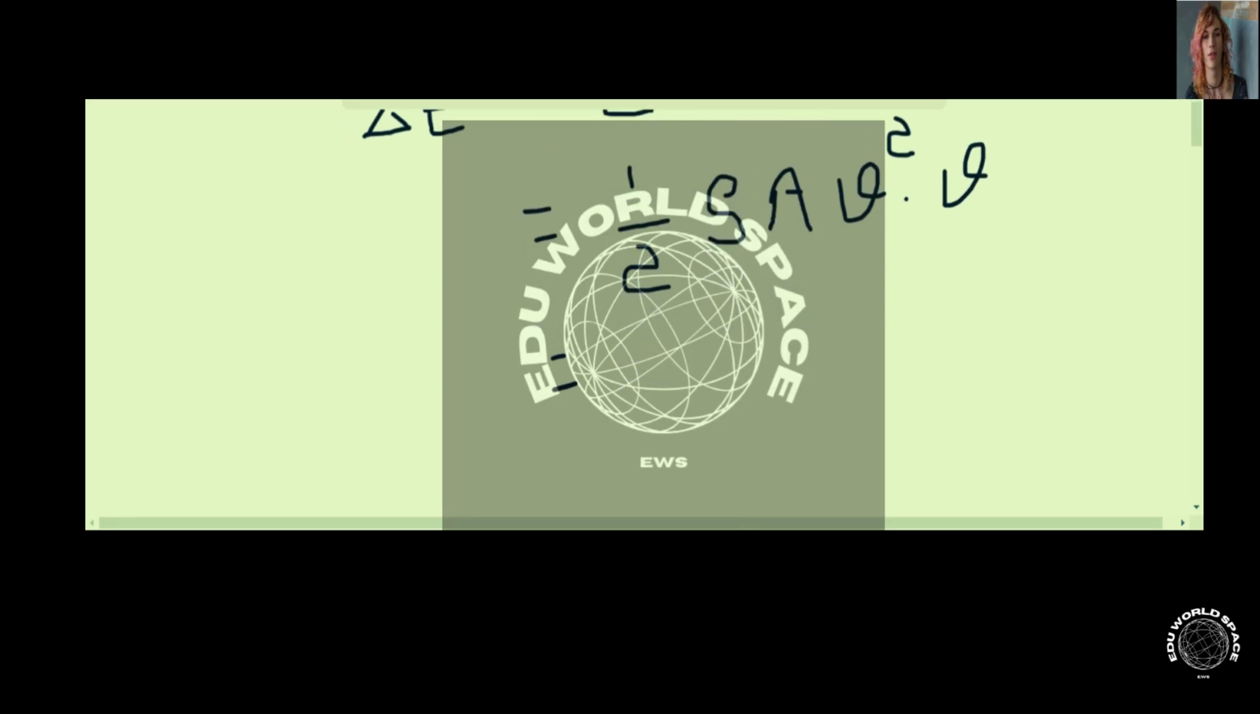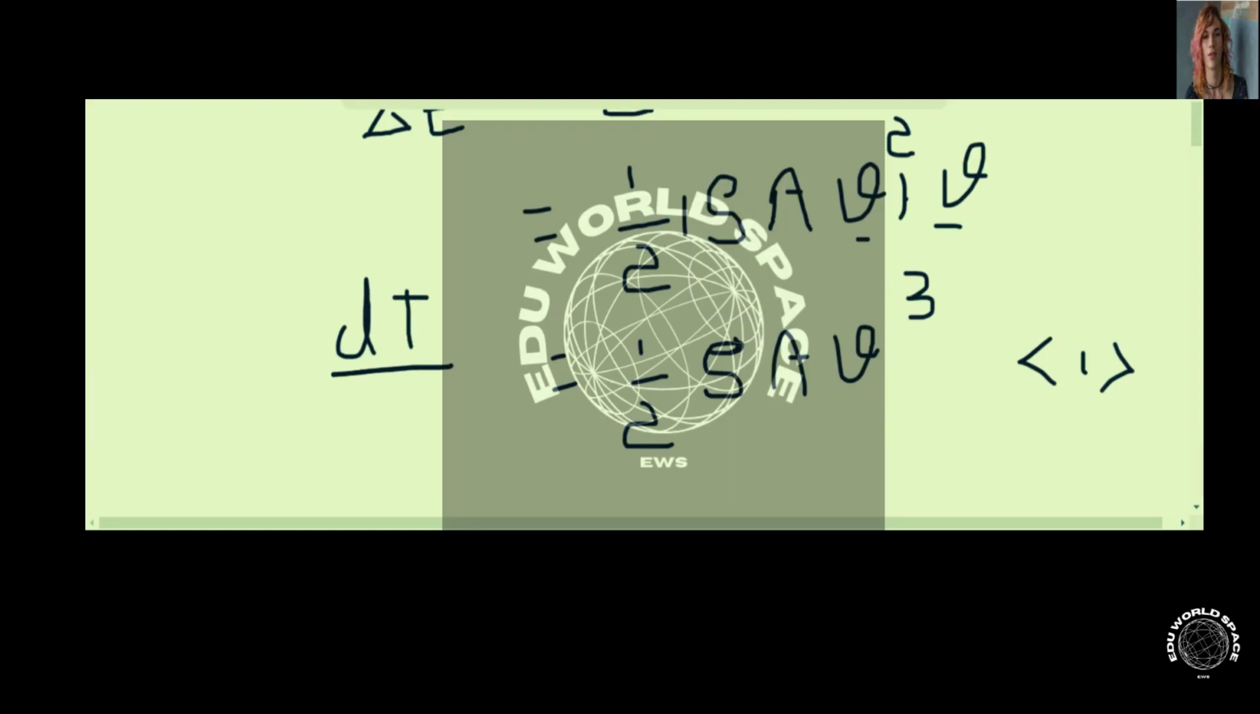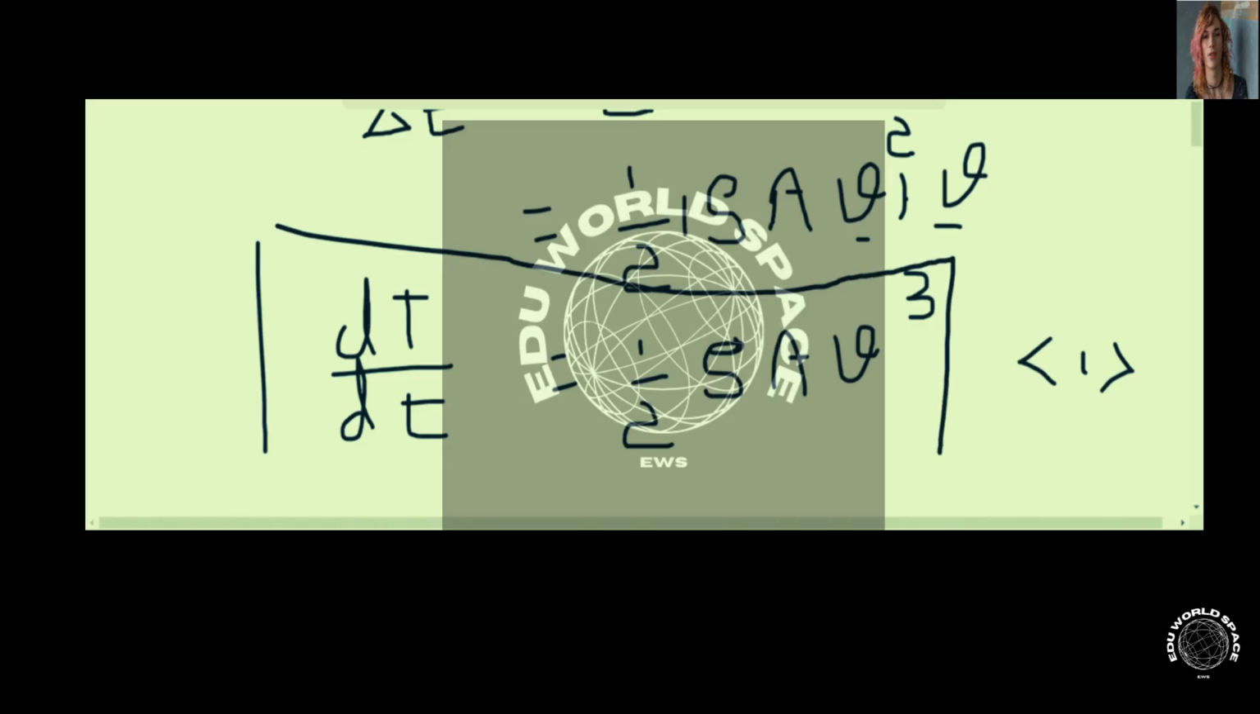is equal to 1 half rho A v cube, because there is a multiplication of v square and v. Let's say this is equation number 1. This equation we are going to use for the further calculation. So I can write dT upon dt is equal to 1 half rho A v cube.